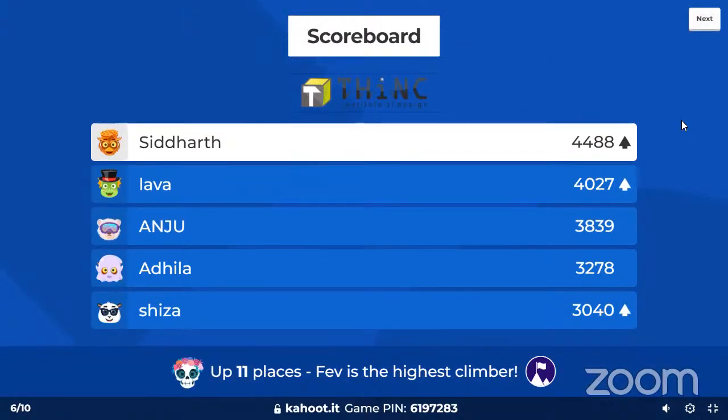Yes, there is a change in the scoreboard. Siddharth comes to the first position with 4,488 points. Lava on second, Anju on third, Adila on fourth, and Shisa on the fifth position. I can see new names on the table. And there is a special mention for Fev. Fev is the highest climber after the sixth question. 4 questions more. Let's move on to the seventh question without any delay.